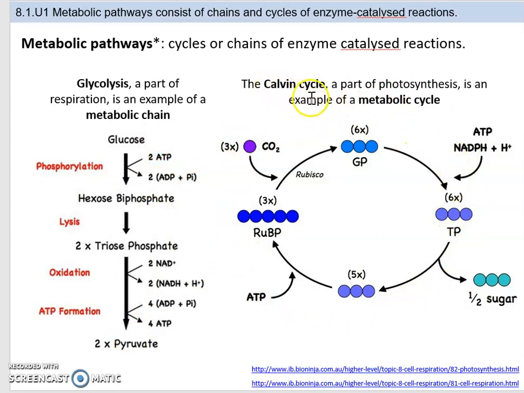And what we can see here is Calvin's cycle. Calvin's cycle is an example in photosynthesis. We're also going to look at Krebs cycle. So the details of this we can come back to later on, but there are some links down here as well for you to take a look at.